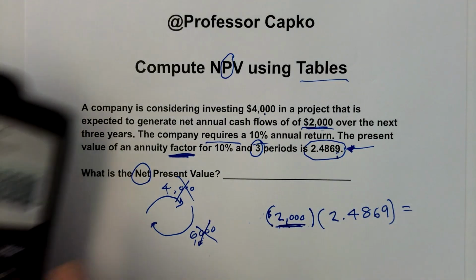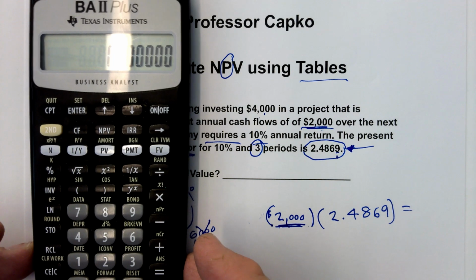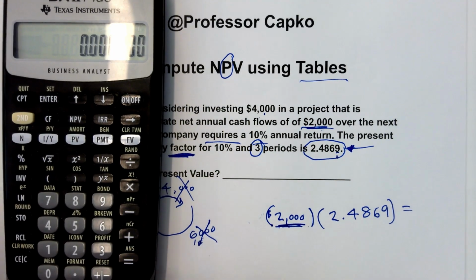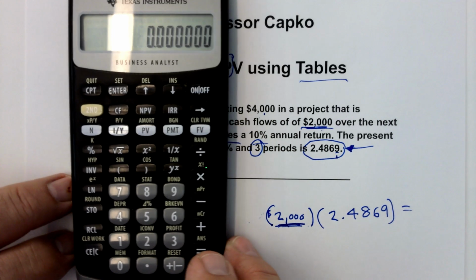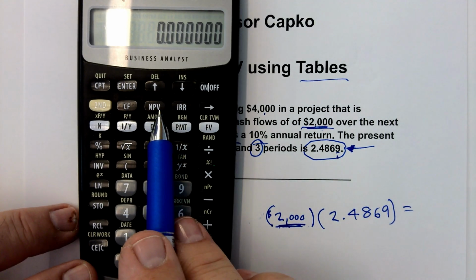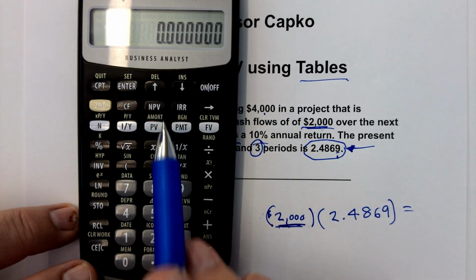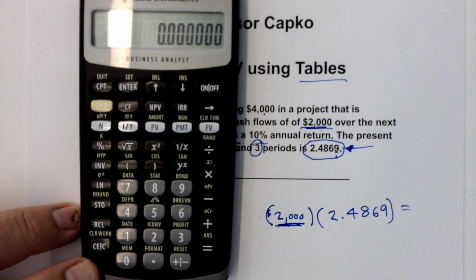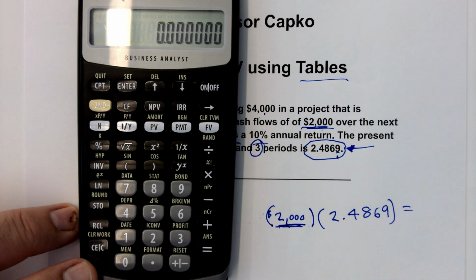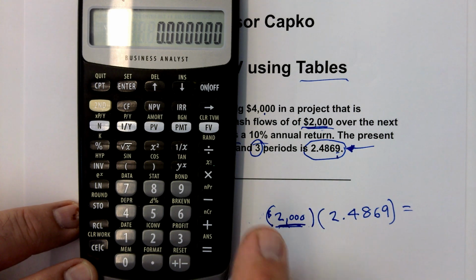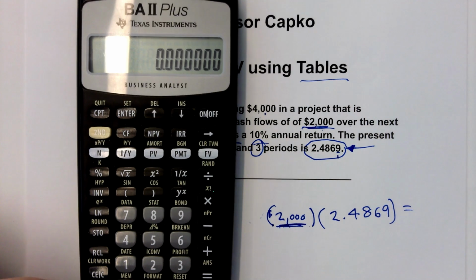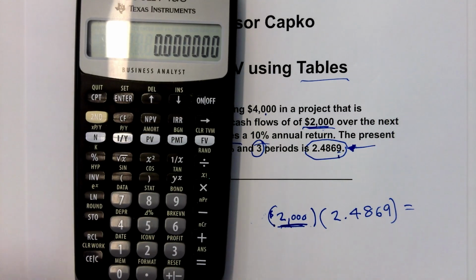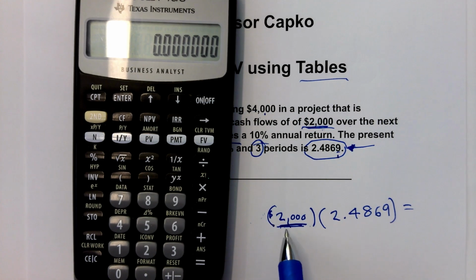So I'm going to use my BA2 Plus calculator here, which I really like. And the irony, of course, is that this is a financial calculator and it has an NPV button right here. So I could cheat and just use that button to calculate this. And in fact, I've got that other video that I pointed out where I calculated one for you. But in this case, I'm going to do it longhand using the tables, and it's pretty simple.